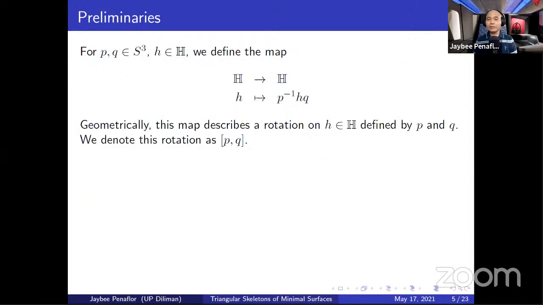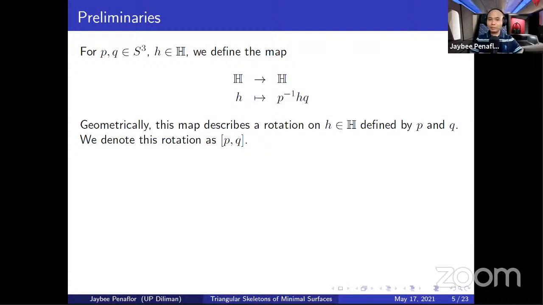Now, let's take 2 of these points on S3 and any point on the quaternion space H. And we define this map from H to H such that small h is mapped into P inverse HQ. Geometrically, this describes a rotation on H defined by the quaternions or the vectors P and Q. So depending on the values of P and Q, you can rotate H. And we denote this rotation by the notation square bracket P comma Q.